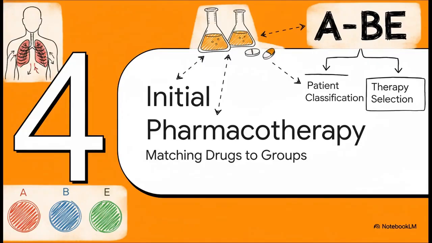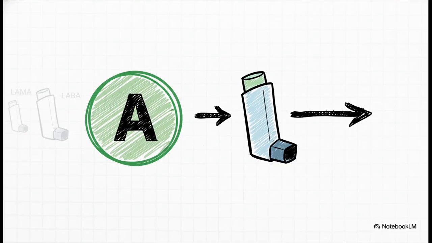All right, now that we've correctly classified our patient, we can finally choose the right initial therapy. This is where that ABE system really pays off. So for a patient in Group A, remember, low symptoms, low risk, we start simple. A single long-acting bronchodilator. That could be a LAMA, a long-acting muscarinic antagonist, or a LABA, a long-acting beta agonist. Either one is a perfectly good starting point.